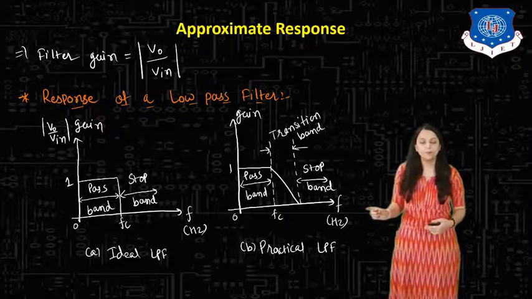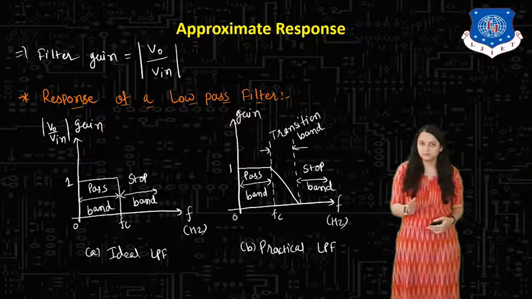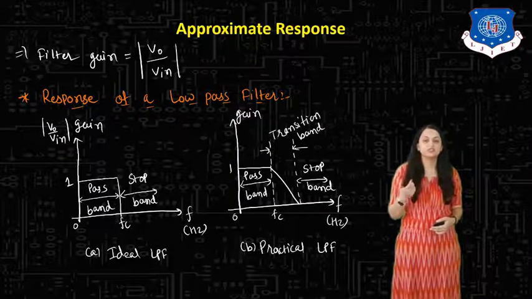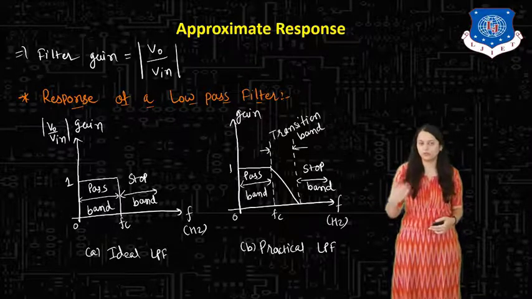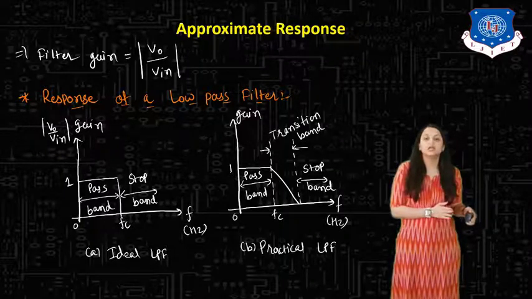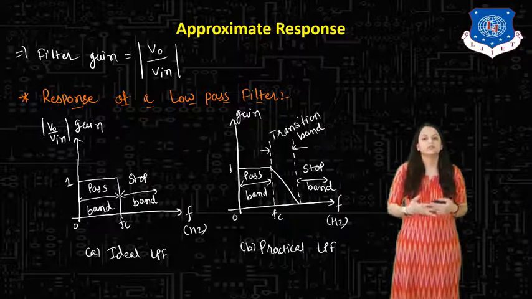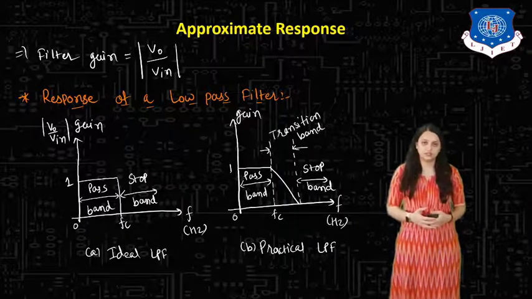As this is a low pass filter, this frequency range will be in the pass band. That means all of the frequencies which fall into this band will be allowed to pass. And the higher frequencies beyond the cutoff frequency Fc will be in the stop band. Okay. Now this is the ideal frequency response.